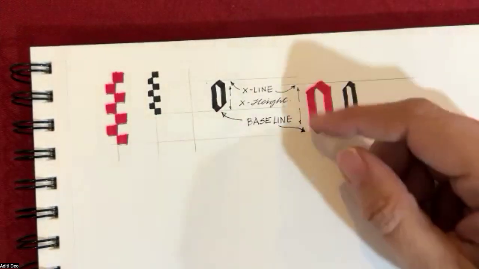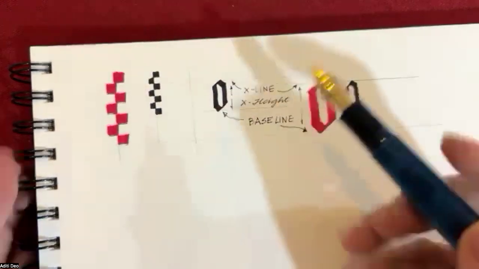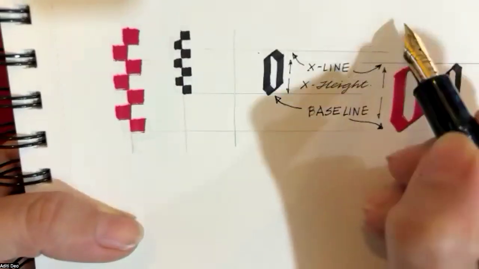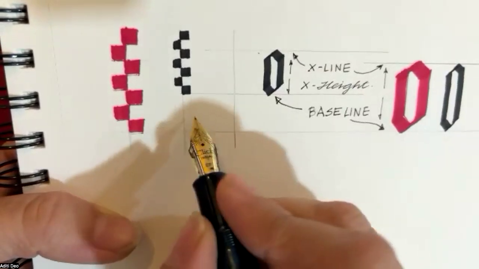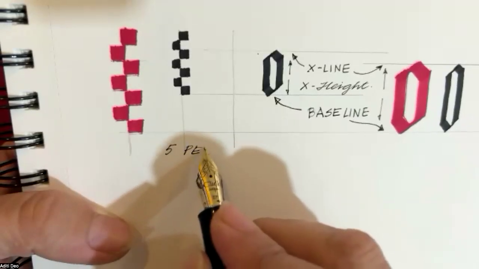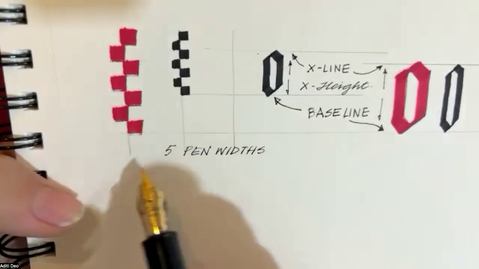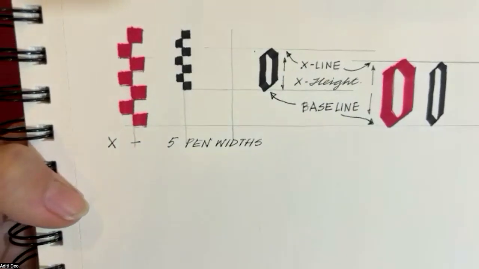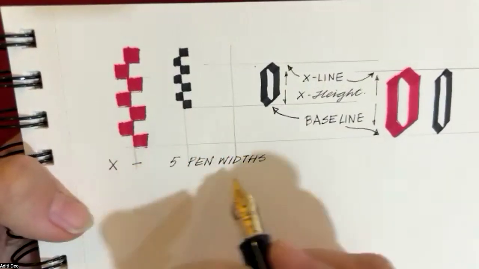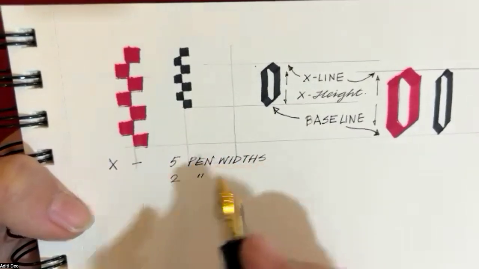So the X height is always measured in terms of pen widths. So in this case, in both these letters, the X height is 5 pen widths. That is your X height. And for the Gothic script that we are doing today, we will have an ascender space and a descender space. The ascender space is 2 pen widths as well as the descender.